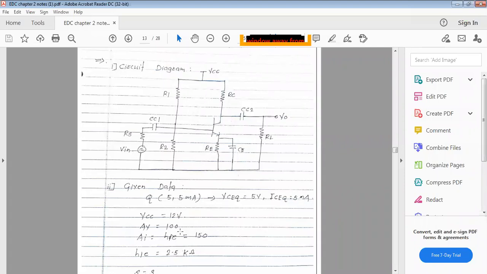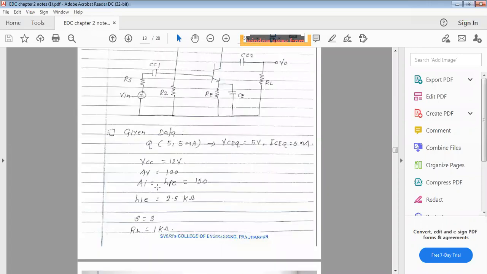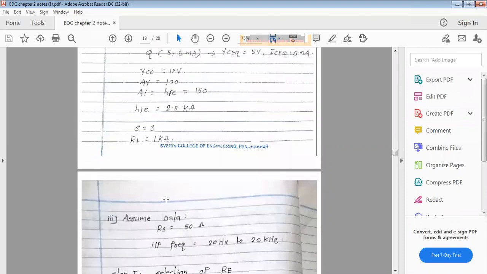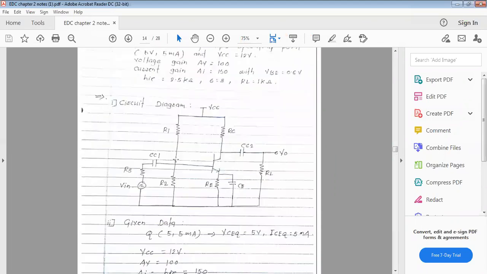Next, HIE. HIE is nothing but the input resistance, which is given as 2.5 kilo ohm, and S is equal to 3, RL is equal to 1 kilo ohm. So this is the given data. Now one by one, we have to assume some of the values. See here, which values they have not given.